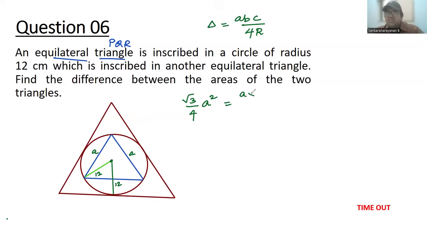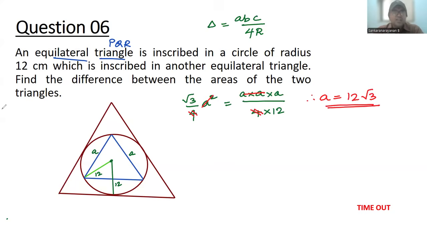Instead of A into B into C, I can say it's an equilateral triangle. So A into A whole divided by 4R. That is 4 into the radius, it is equal to 12. Got my point? So with this, I can cancel the A square here. This goes off. This 4 gets cancelled here. And that gets you A, the side of that smaller equilateral triangle, what you see inside, that is equal to 12 root 3. So that is your first finding here.